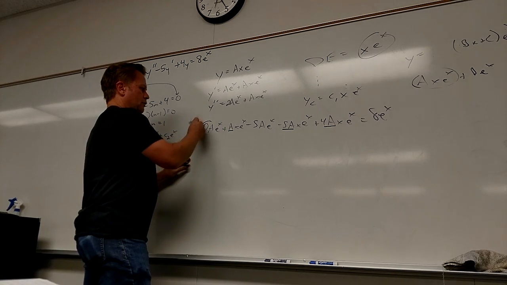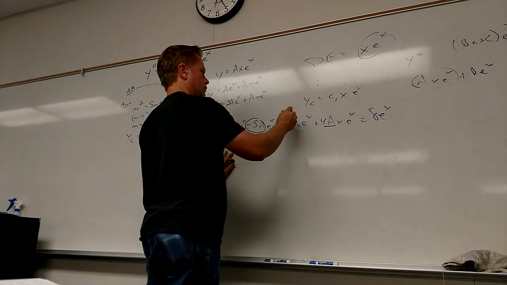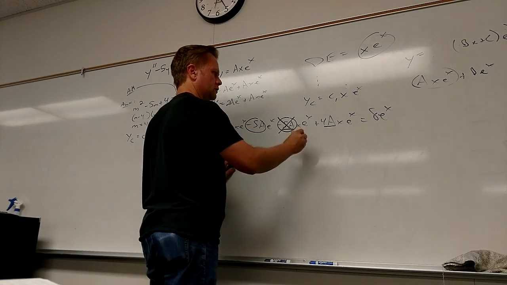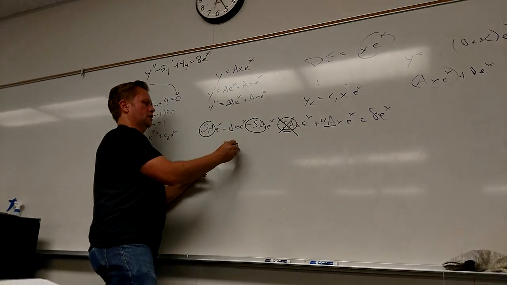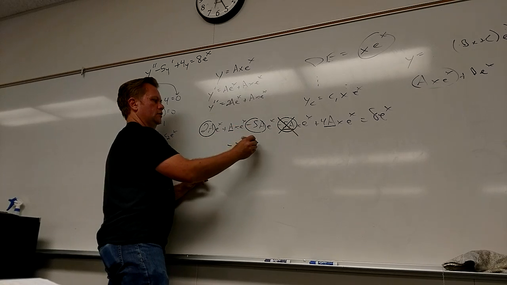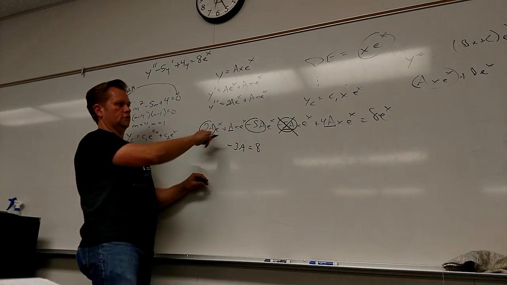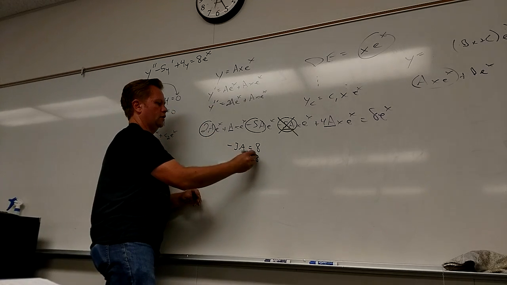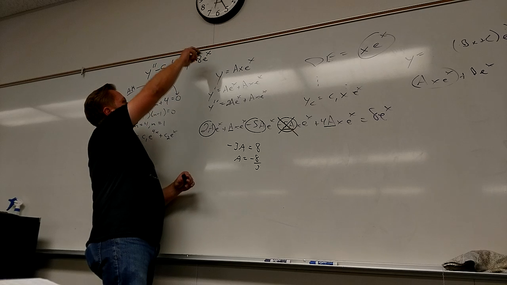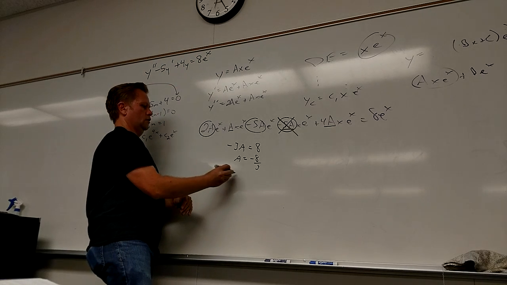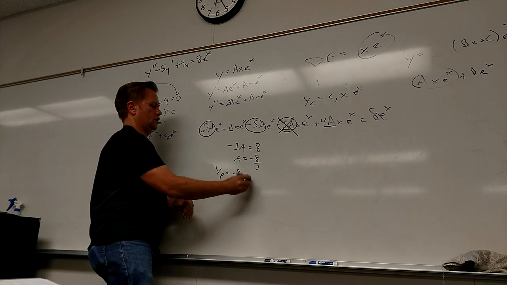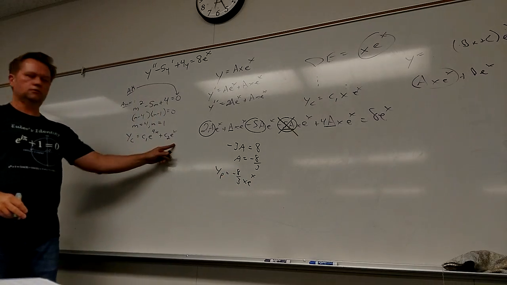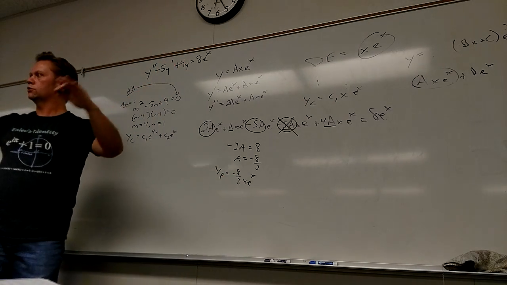And then what has to happen with these guys? It's just these two, right? So negative 3a has to equal 8. All right, 2a minus 5a. So A is equal to negative 8/3. So your answer, your yp, will be negative 8/3 x e to the x. And then you add that to your yc for your whole solution. I like it.